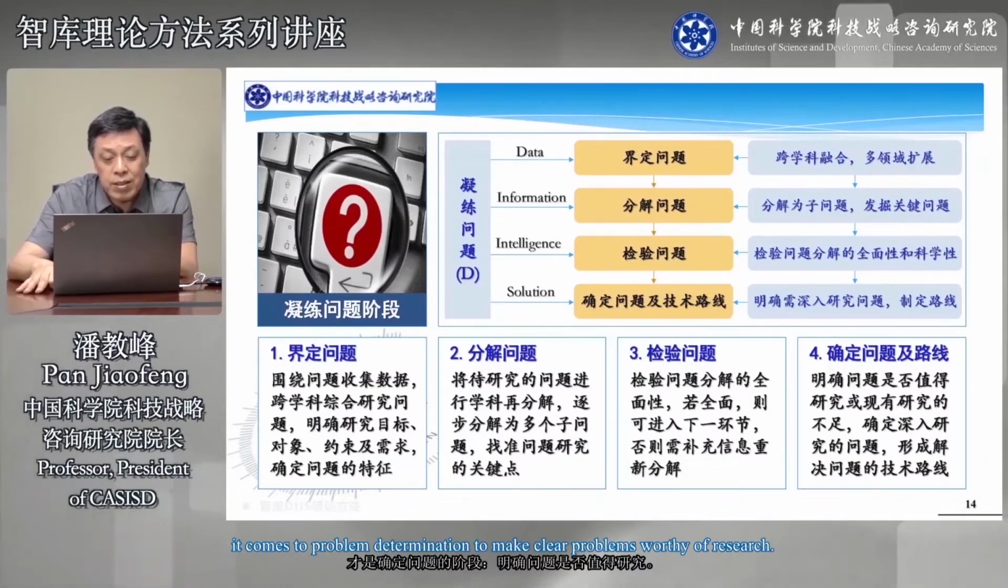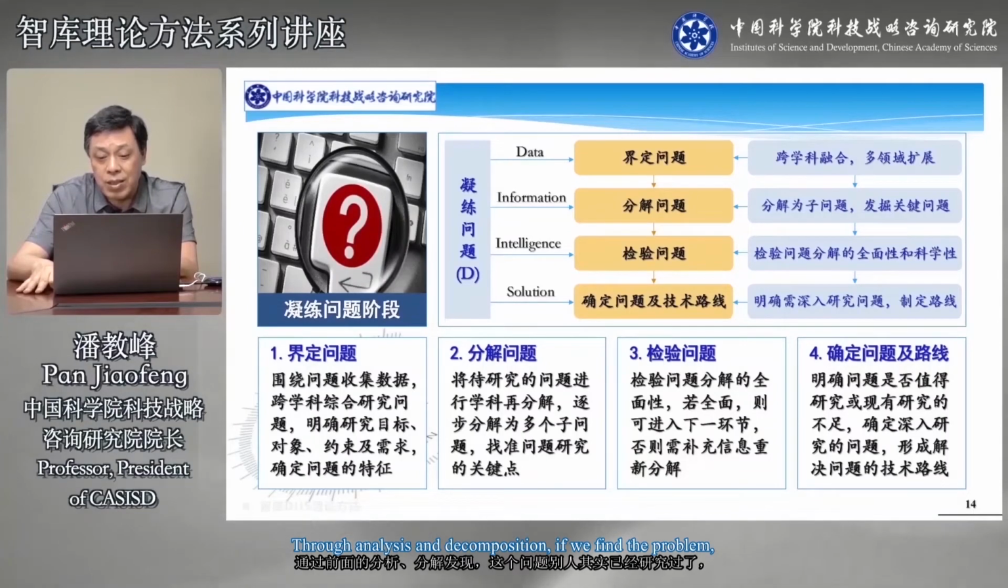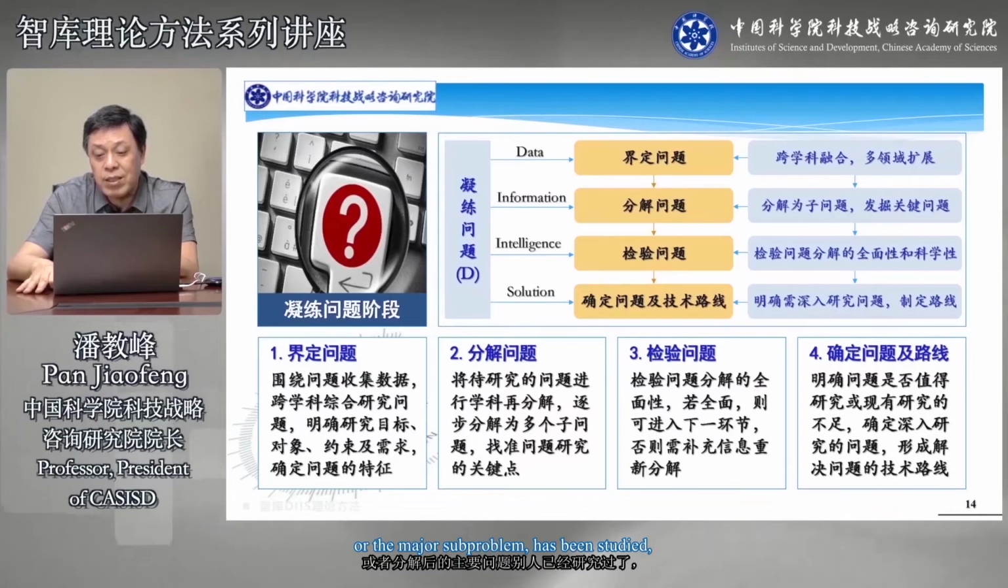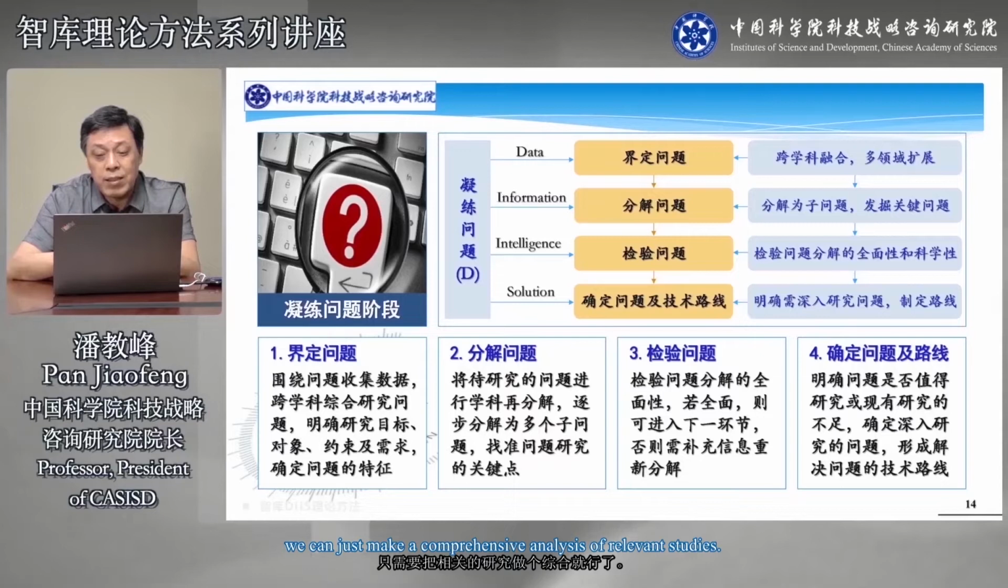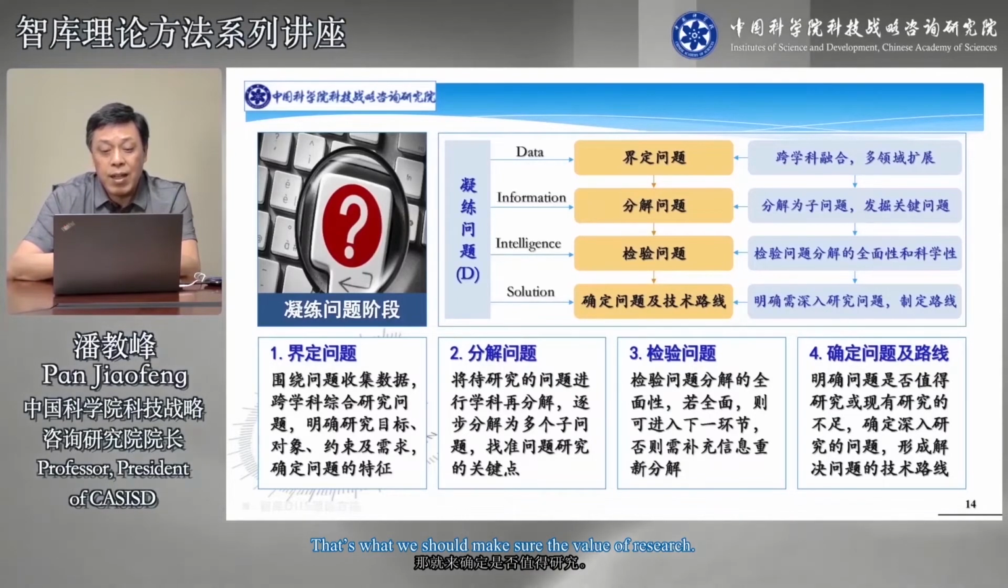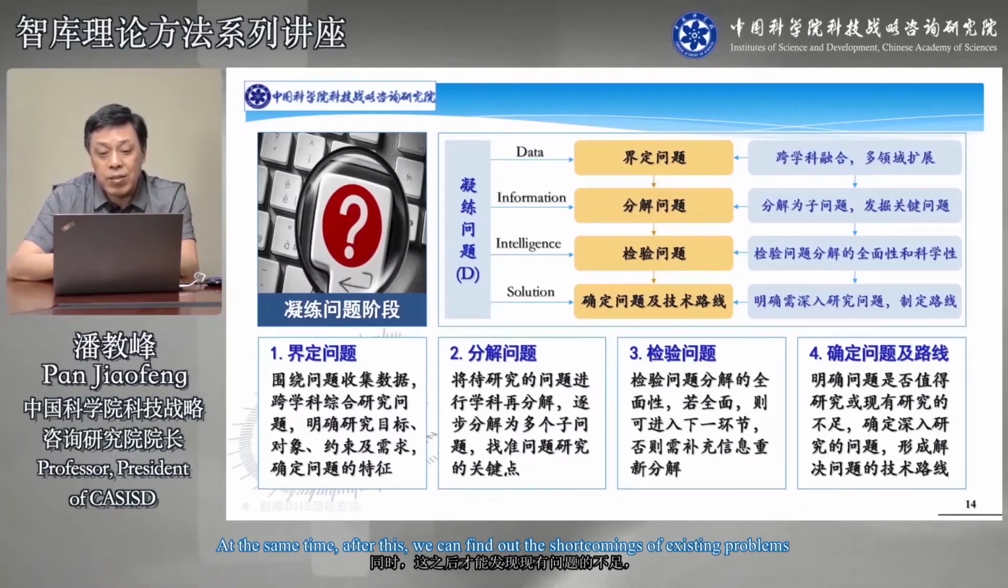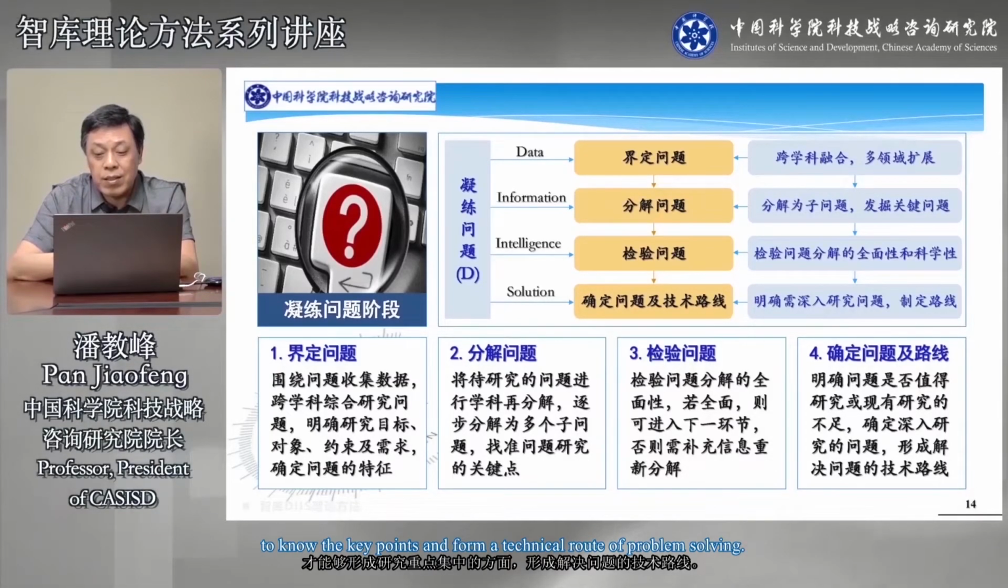After that, it comes to problem determination to make clear problems worthy of research. Through analysis and decomposition, if we find a problem, or the major subproblem has been studied, with little room for innovation, we can just make a comprehensive analysis of relevant studies. That's what should make sure the value of research. At the same time, after this, we can find out the shortcomings of existing problems to know the key points and form a technical route of problem solving.